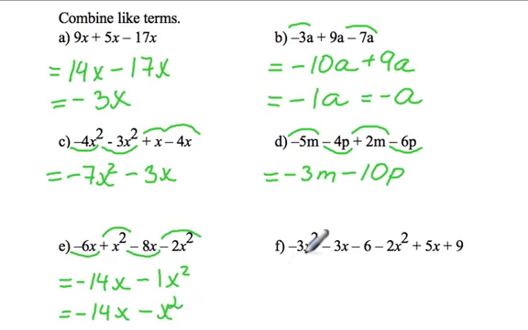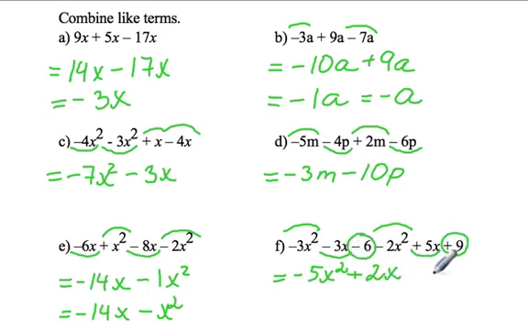Question F, for negative 3x squared, we have a like term right here. So negative 3 and negative 2 equals negative 5x squared. Negative 3x and plus 5x are like terms, so when we combine, that equals plus 2x. And we have the constants negative 6 and plus 9. When we combine, that equals plus 3.